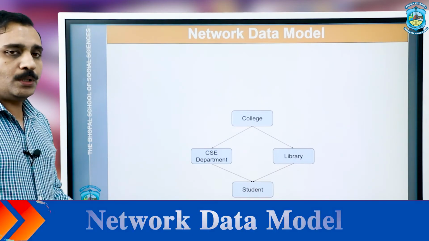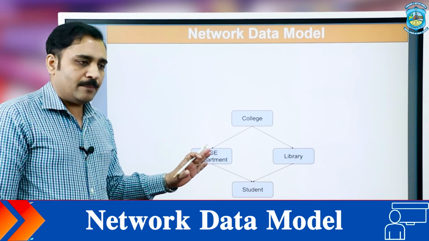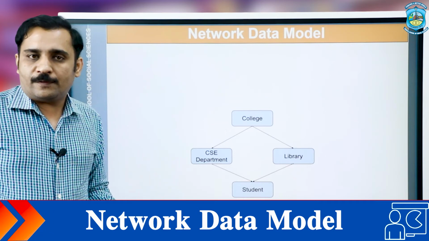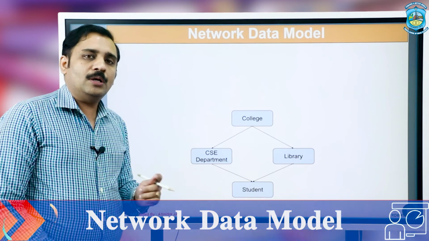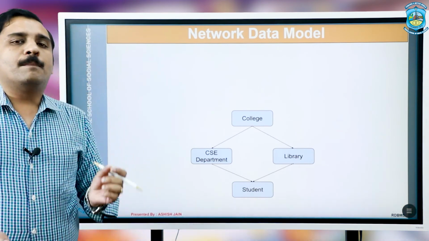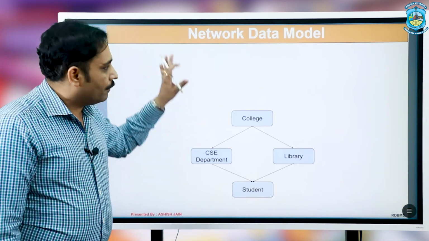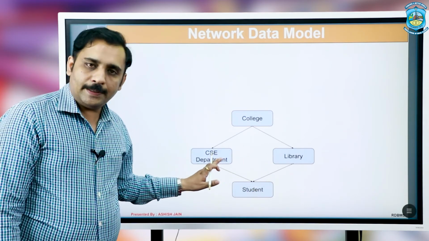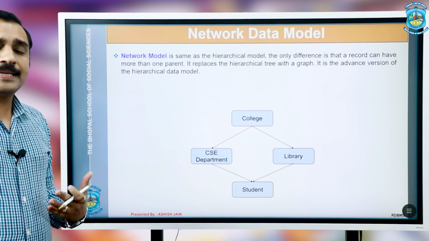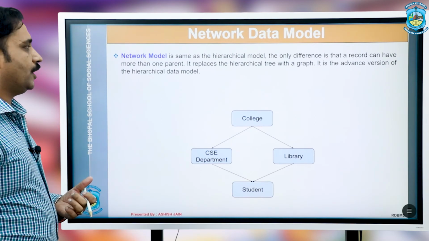Second is the network data model. The network data model is an advanced version of the hierarchical data model, we can say. In the hierarchical model, one parent can have many children, but one child can have only one parent. But here in the network data model, one child can have more than one parent. It is basically an extension or advancement of the hierarchical model.